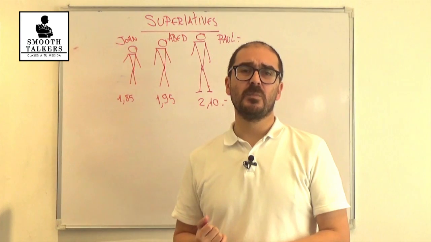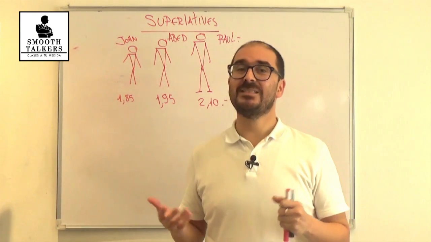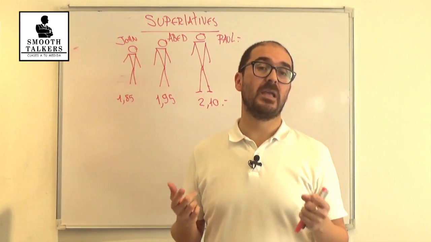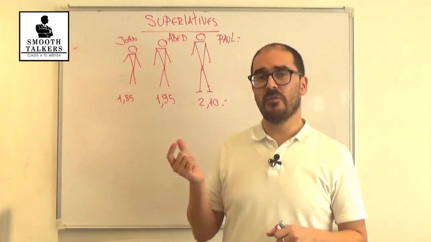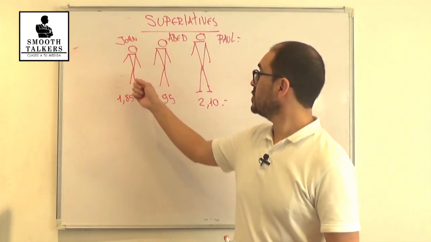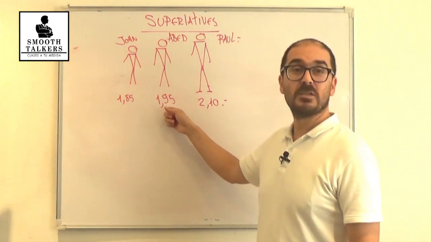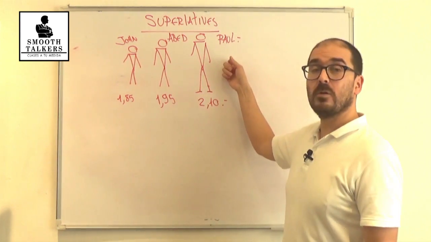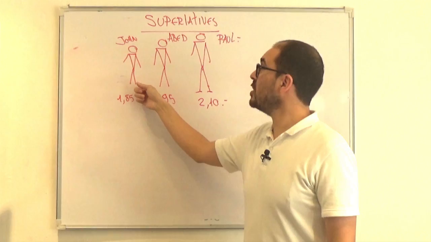Last video we were talking about comparatives. So we learned how to use more intelligent than, less intelligent than, which are the longer adjectives. Or we learned to use also the shorter version, which is, for example, John is tall, but Abbott is taller than John. And in this case, Paul is taller than Abbott, and he's also taller than John.